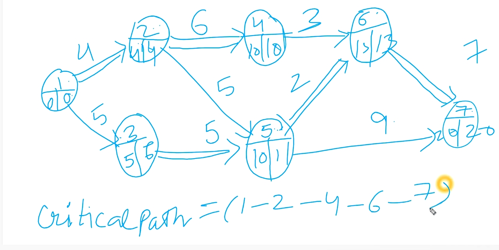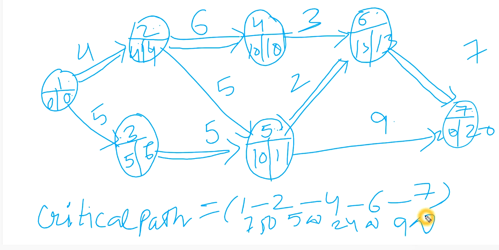I'll write the cost per week of all the activities here. So the cost per week for 1 to 2 is 750. 2 to 4 it is 500. 4 to 6 it is 2,400. And then 6 to 7 it is 900.